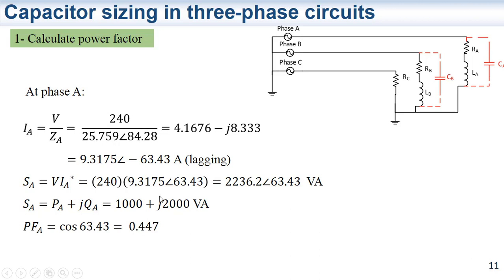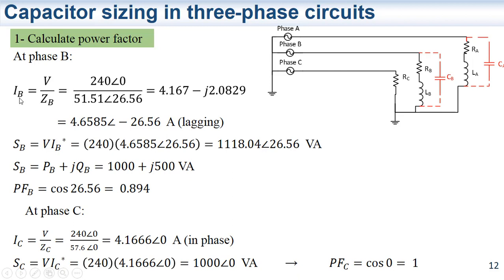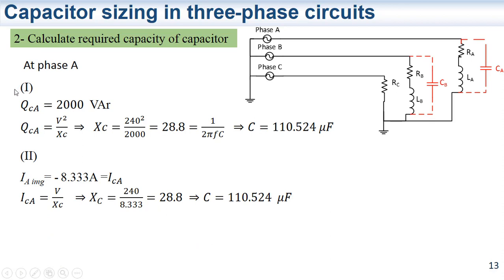We are interested in finding the reactive power in order to equalize that value with a capacitor or a capacitive load. So for phase B, we also find the current, theta, and hence the power factor at phase B. At phase C, we already know that it's a resistive load, so there is no phase difference between the voltage and current. They are in phase, and the power factor is 1, or unity. Now the procedure is repeated here.